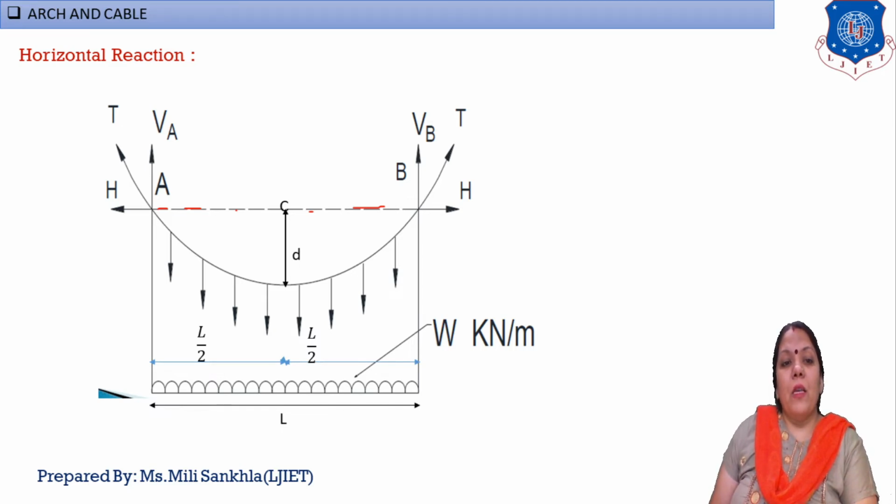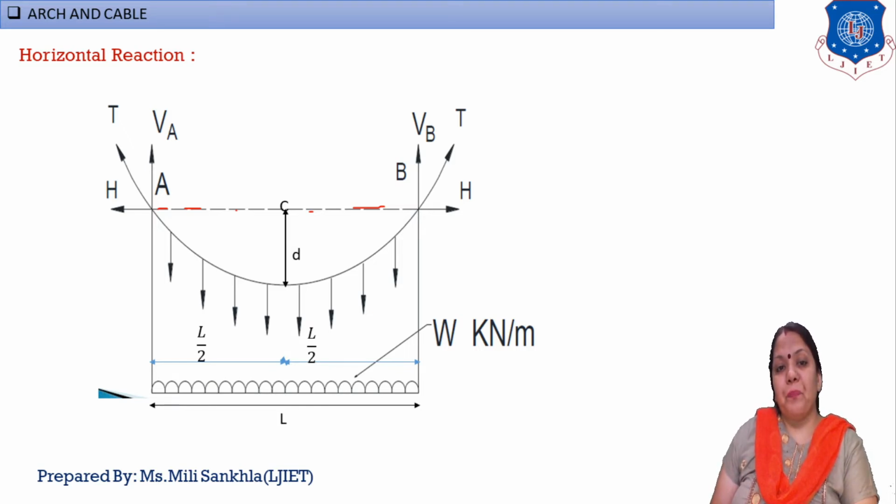Our cable is subjected to a UDL load, because the self-weight of the deck is a uniformly distributed load. It acts in the downward direction because of gravitational force, as everyone knows. Now at the center point, half of the distance is L by 2 and L by 2. Now we find the moment about this point C.